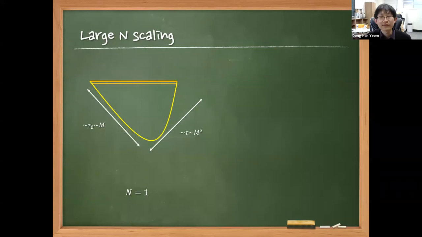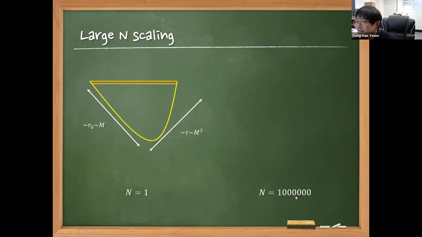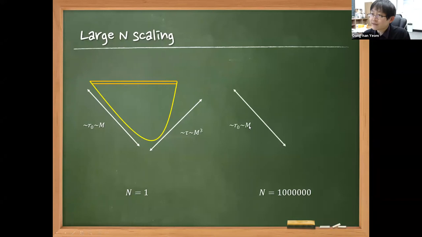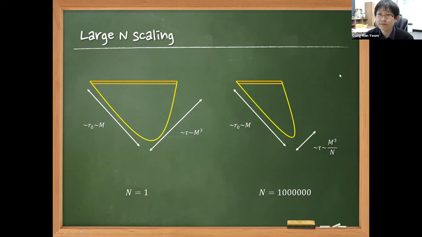However, if you include many species of matter fields, then the Hawking radiation must be stronger and stronger. For example, if you imagine the number of species is 10 to the 6, maybe it's very unrealistic, but let's assume such a very big number. What will happen? That is my question. The spatial size must be the same, because if you prepare the same initial condition with mass m, the spatial size must be the same, but the temporal size must be shorter than the original one. It's very well known that if you have n species, then the lifetime decreases by a factor n. So it becomes m cubed divided by n. And then the causal structure must be highly modified, something like this.